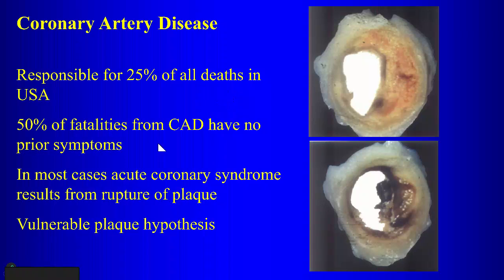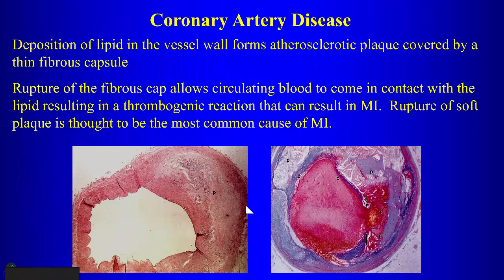50% of fatalities from coronary artery disease have no prior symptoms, and that's because in most cases, the acute coronary syndrome occurs from a rupture of a plaque. So you can have a plaque within the wall of a vessel, not causing much in the way of stenosis of the vessel, but when the plaque ruptures, then you get thrombosis of the coronary artery, and then the patient develops an acute myocardial infarction. So that's called the vulnerable plaque hypothesis.